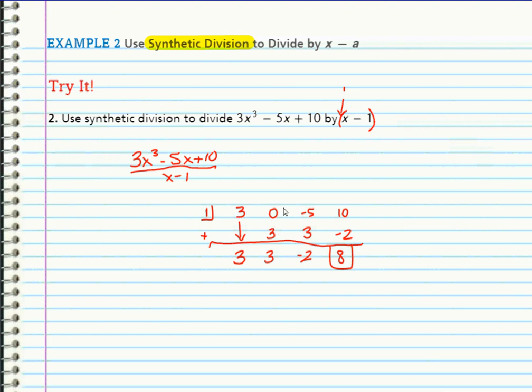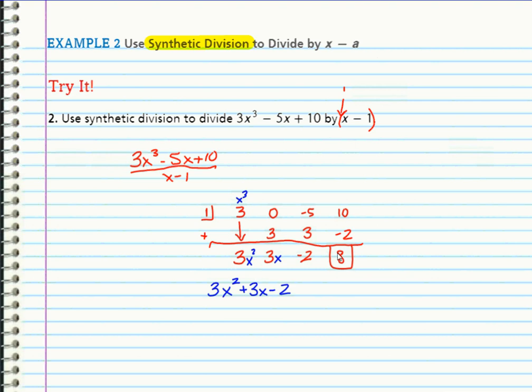And remember, these numbers across the top were coefficients, so that means these are coefficients. The way you write out your final answer here is you lower your top degree by 1. So this started as x cubed. When you drop it down, it becomes x squared. So this is x, this is nothing, and there's your remainder. So what I have is 3x squared plus 3x minus 2. Okay, so that's this.